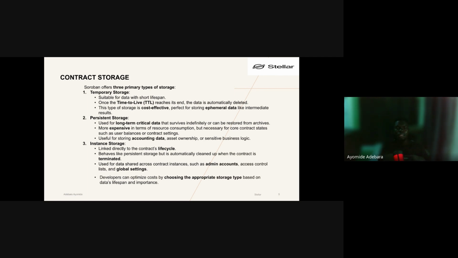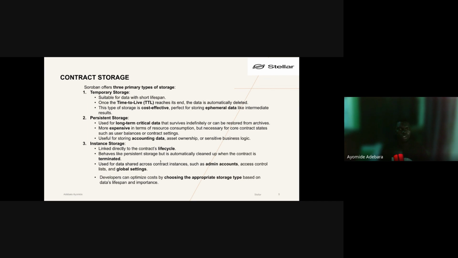This means that whenever the smart contract is deployed to the Stellar ledger, the smart contract lives for a very long time. That is, it doesn't cease to exist on the Stellar ledger, unlike the temporary storage that is removed or deleted based on the time it is meant to live. So once it has reached the time it's meant to live, what we call TTL, time to live, it basically ends. So unlike the temporary storage, the persistent storage does not have a TTL.